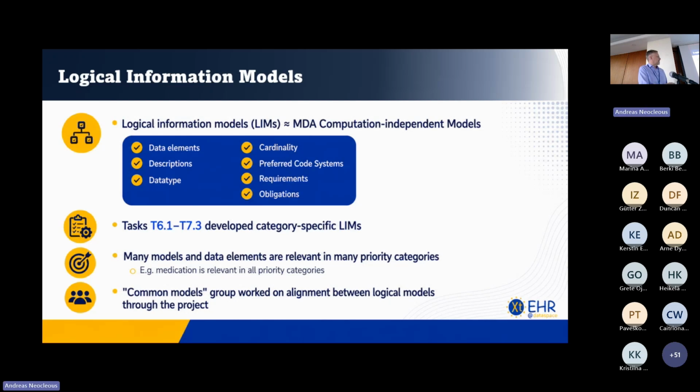So task 6.1, that's patient summary. 6.2 is e-prescription, e-dispensation. 7.1 laboratory. 7.2 imaging. 7.3 discharge report. Did I say laboratory? I of course meant medical test results.